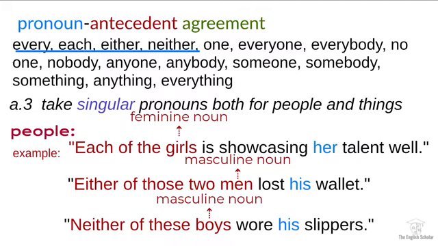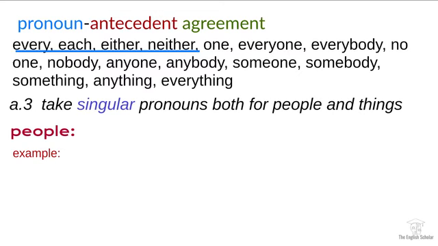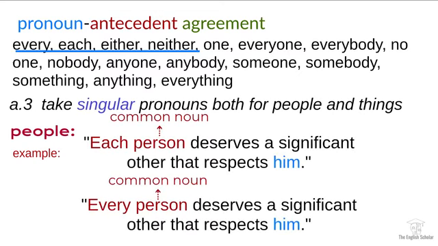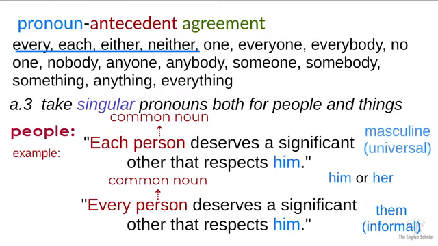But this is not always the case. Sometimes the following nouns don't give a hint of gender. For example, each person deserves a significant other that respects him. Every person deserves a significant other that respects her. But as I have said earlier, if you do not know the gender, or if you do not want to disclose the gender of the person, instead of using him or her, you can use plural pronouns like them. But that would be informal, so it's better to use the universal pronoun he, his, or him. For this sentence, him.